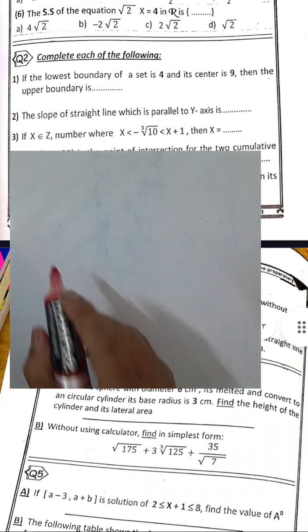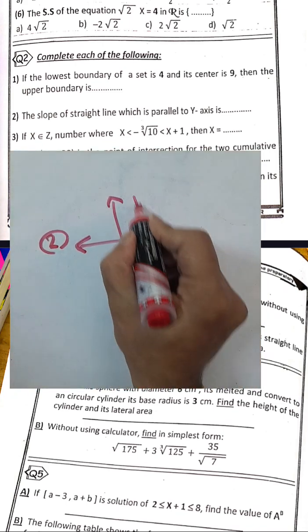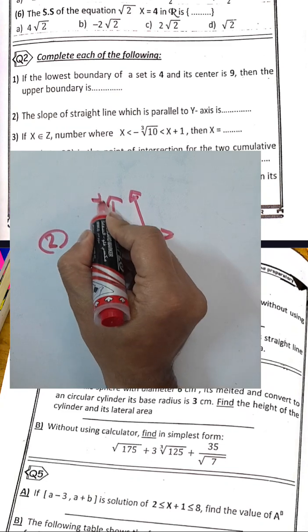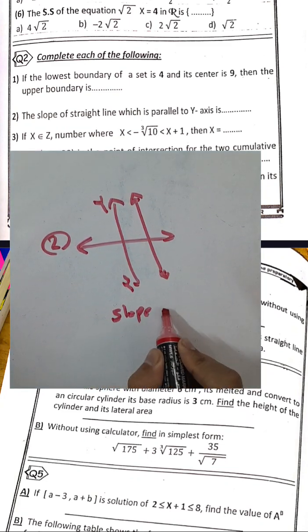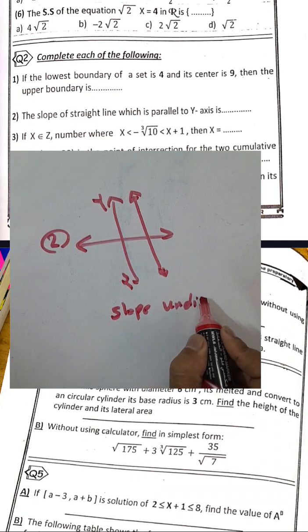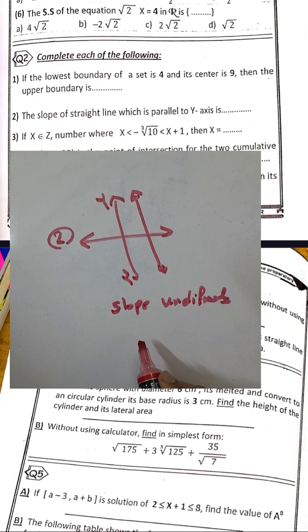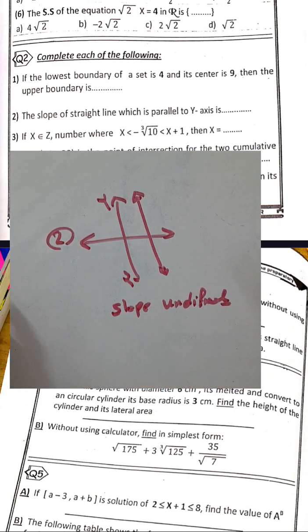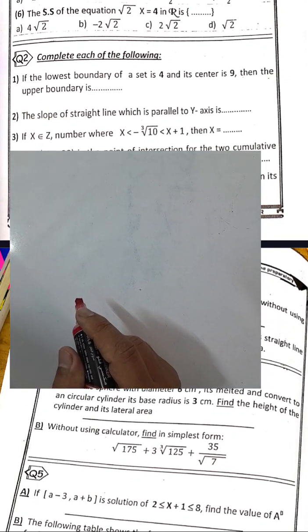Question number 2. The slope of a straight line which is parallel to the y-axis will be undefined. The straight line here is parallel to the y-axis, which means the slope is undefined. Slope will be undefined. Okay, parallel to the y-axis, it will be undefined.